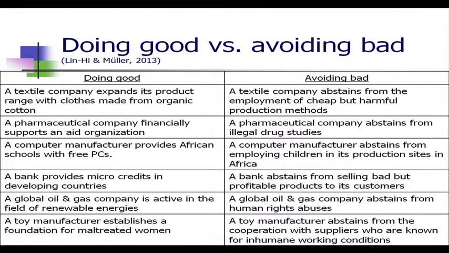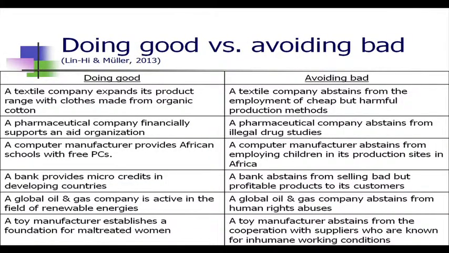So a pharmaceutical company abstains from illegal drug studies, for example. Or a computer manufacturer provides African schools with free personal computers. The computer manufacturer abstains from employing children in its production sites in Africa. So you go above and beyond the call of duty and do something for the benefit of the community, or you stop doing something that is going to harm the community. So you just stop there, you do only what is necessary, and that is avoiding the bad.